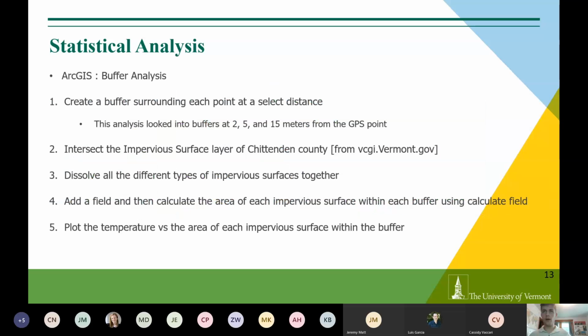So for my statistical analysis, I'm going to go through this quickly. If we have any questions, I can address this at the end, but basically I used ArcGIS to perform buffer analysis. So I created a buffer of a specific radius around each point, and then I quantified the area of impervious surfaces within that buffer radial distance.